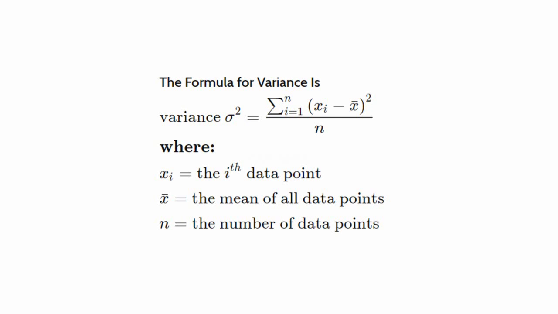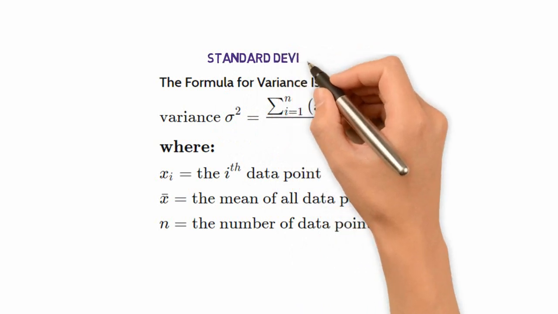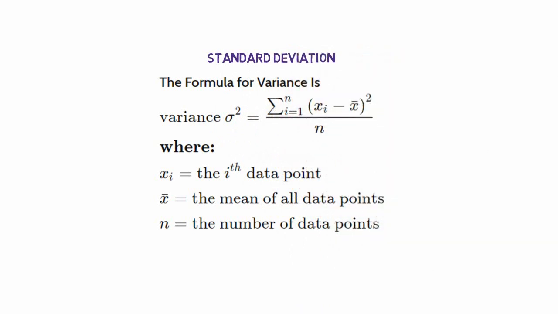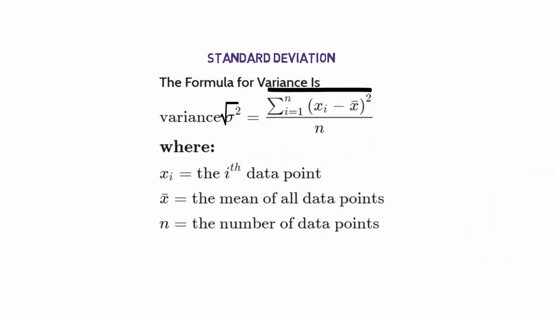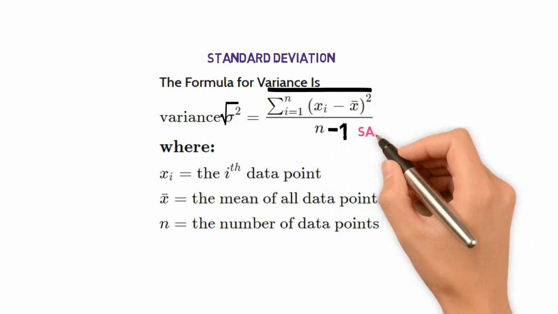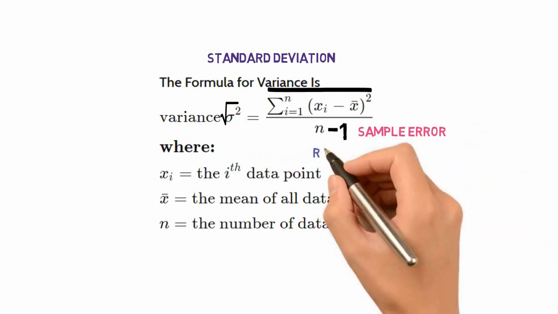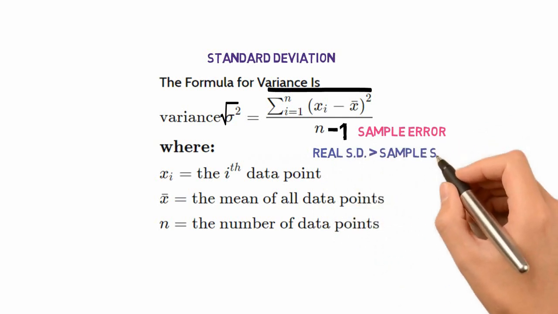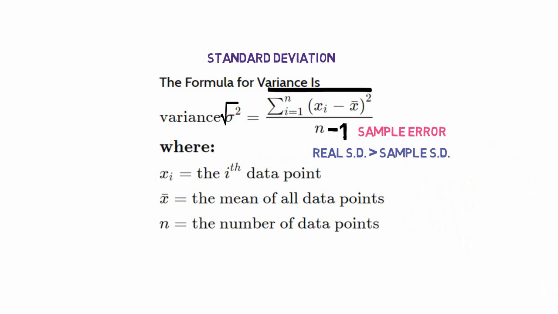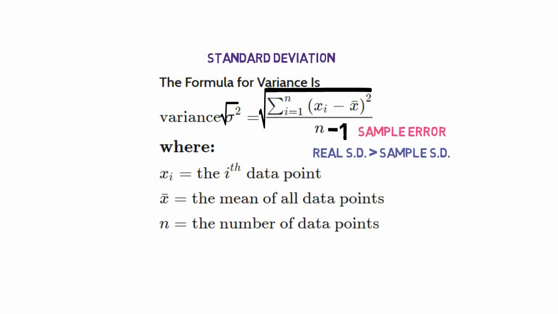So today we're going to introduce standard deviation, which is basically the square root of the variance, taking into account a sample error. Let's see the formula. Simply subtract 1 from the n to reflect the sample error, and this basically makes it look bigger, because a bigger sample normally has a bigger standard deviation. Now we add the square root and you've got the standard deviation.